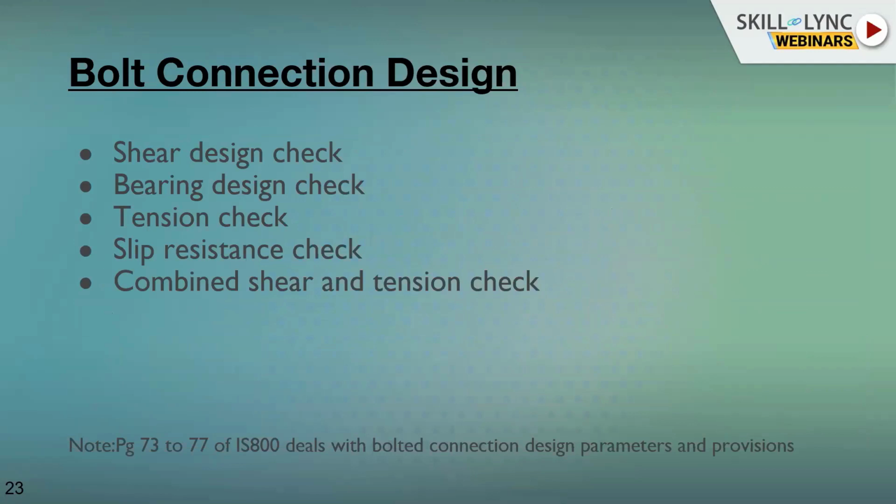Third will be the tension check, whether the applied load will give any tension on the bolt or not. If tension is provided on the bolt, whether the bolt will withstand tension or not. That's the tension check. Next one will be the slip resistance check. There is a particular formula in IS 800 to calculate that. Next one will be the combined shear and tension check.